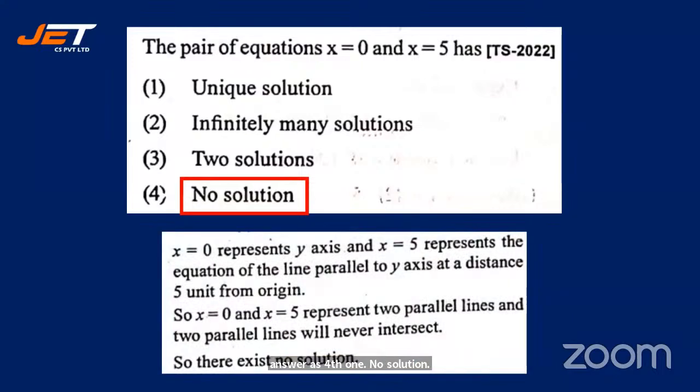See the justification of choosing option 4. x is 0 represents the y-axis. x is 5 represents the equation of the line parallel to the y-axis, and this is at a distance of 5 units from the origin. So if x is 0 and x is 5, it represents two parallel lines and two parallel lines will never intersect. Therefore, no solutions can be found.